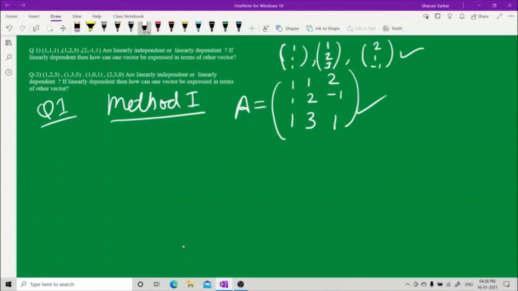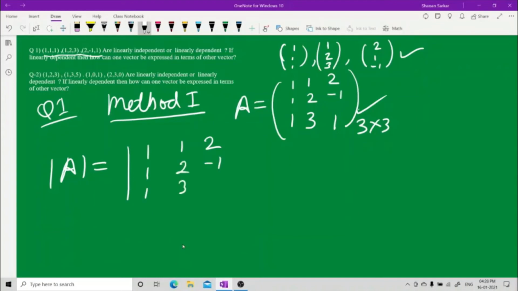But since they have been written row-wise, you have to write them column-wise. The first thing is this. Now take the determinant. Why can you take the determinant? Because it is a 3 cross 3 matrix. Now take the determinant: 1 1 2, 1 2 minus 1, 1 3 1.